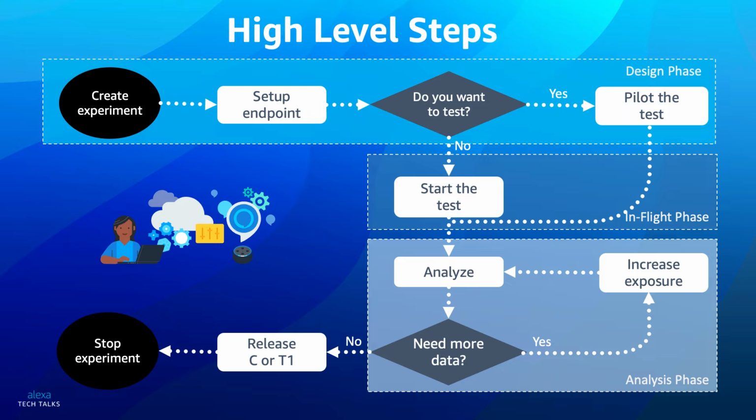The next phase is in flight. Once the experiment has started, a predetermined percent of your customers will receive the treatment version of your test. The next phase is analysis. You will review the metrics and check the percentage diff, confidence interval, and p-value, which are common terms used in A/B testing. You will be able to make a decision. If you are still not confident, you can increase the exposure percent and analyze again. Once you have all the information you need, you will be able to make a decision based on the metrics.